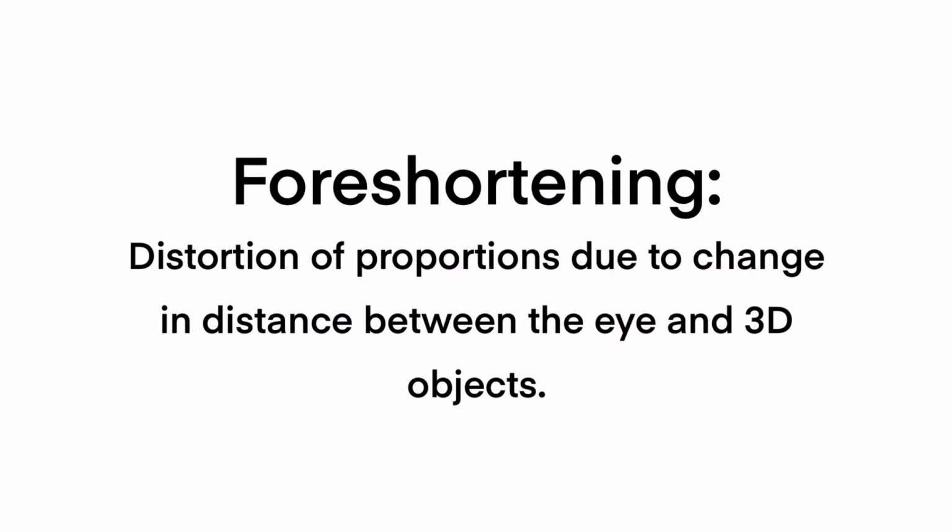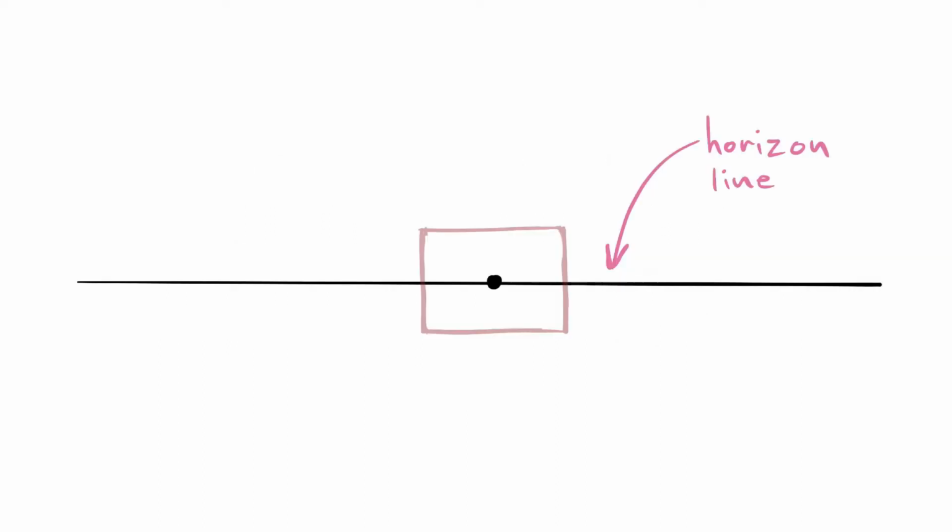Foreshortening is a distortion of proportions due to change in distance between the eye and 3D objects. It's due to the effects of perspective, which our brain uses every day to understand how close or far away things are from us. Even though drawings and animation are not three-dimensional, foreshortening helps us create the illusion of depth.